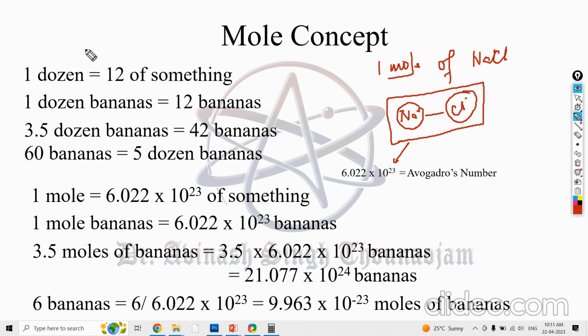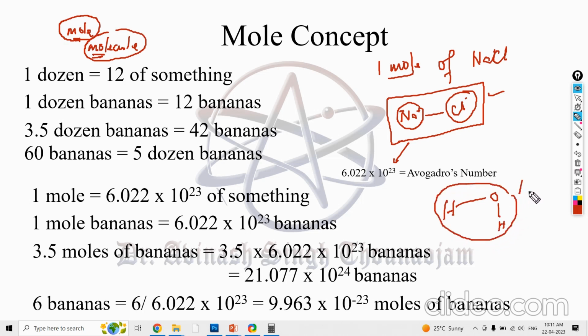Students can get confused: mole and molecule are not the same thing. An Avogadro number of molecules, for example one molecule of water is hydrogen, oxygen, hydrogen, three atoms in the same molecule. See, this is 1 molecule of water. 1 mole of water would mean 6.022 into 10 raised to 23 molecules of water.